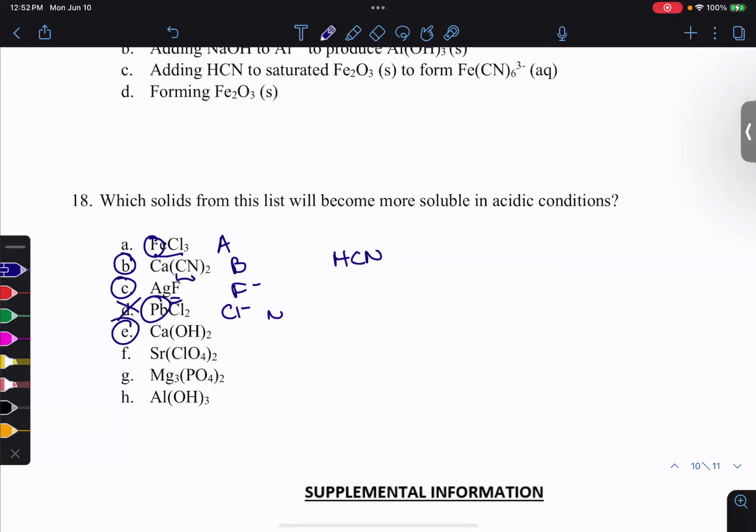Calcium hydroxide, absolutely going to be affected by pH changes because you have a strong base as an anion. Super basic. Strontium perchlorate is pH neutral, so it is not affected by pH changes because perchlorate is a neutral anion. Magnesium phosphate, is that going to be affected by pH changes? Yes, because phosphate is a base.